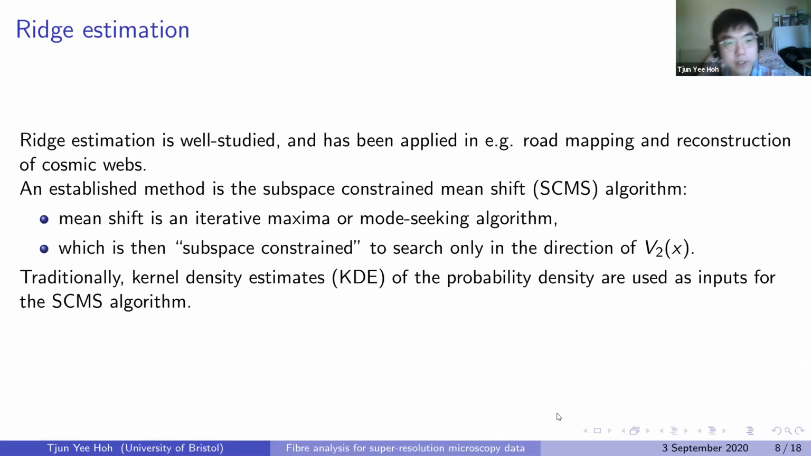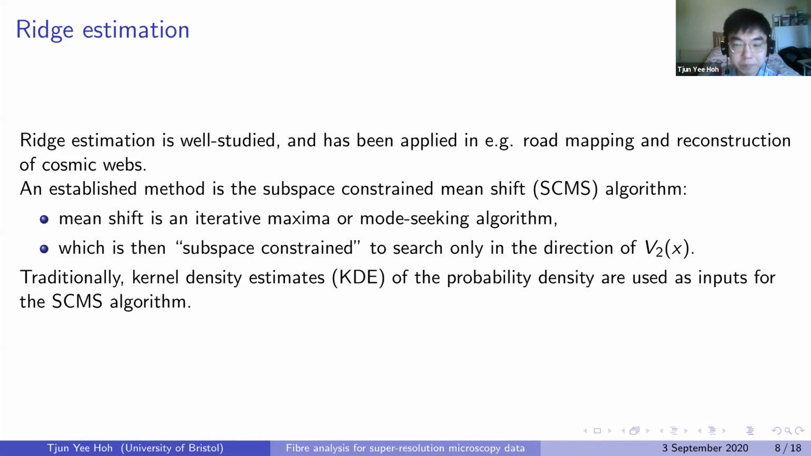Now, ridge estimation has been relatively well studied. It has been applied in areas such as road mapping, earthquake fault line mapping, cosmology, where they try to reconstruct webs amongst galaxies, and also the mapping of blood vessels. One established method is the subspace constraint mean shift algorithm, SCMS for short.